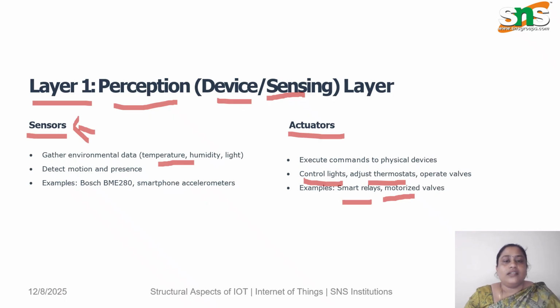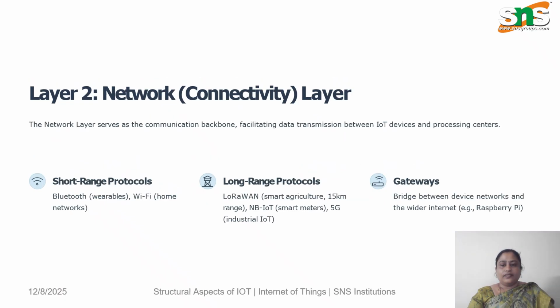So this is about the perception layer. Think about the eyes, ears, hands, all of which are provided by this layer for the IoT communication system. That is the sensor layer, the perception layer.